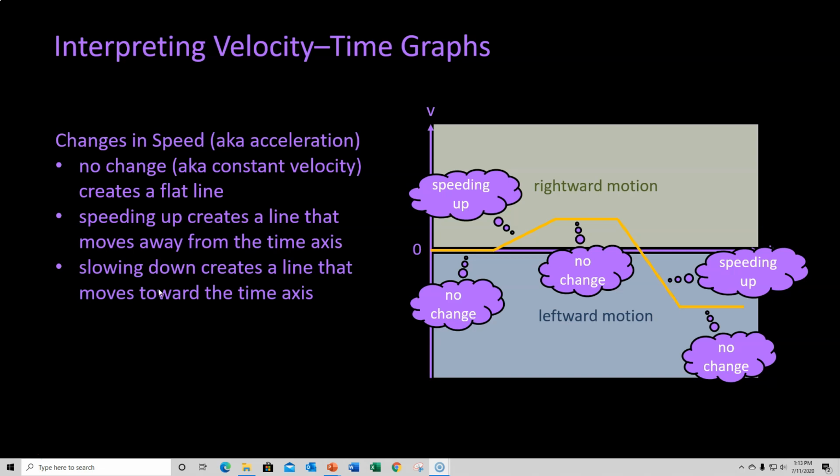Finally, an object slowing down creates a line that moves towards the time axis. So right here is the one section when the object is slowing down because it's moving at a constant velocity in the rightward direction. Now it's slowing down, it comes to a stop, it changes direction and speeds up in the leftward direction. Now let's take a closer look at velocity time graphs for speeding up and slowing down and compare them to constant velocity.